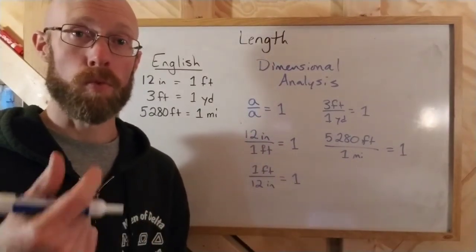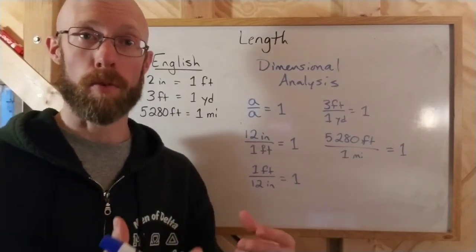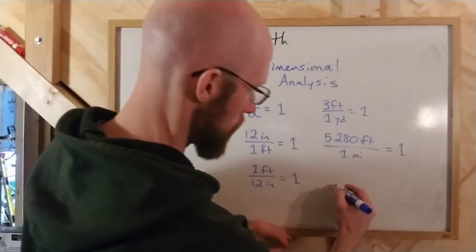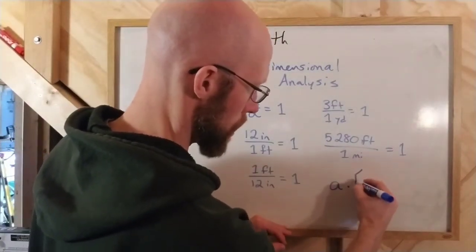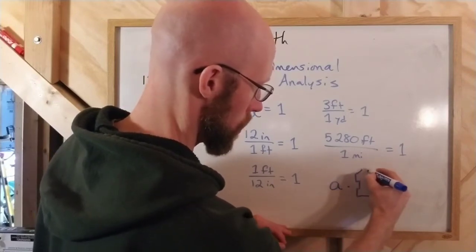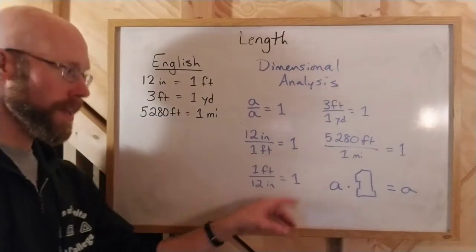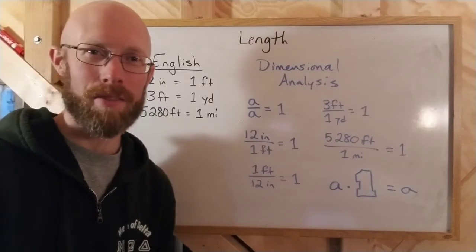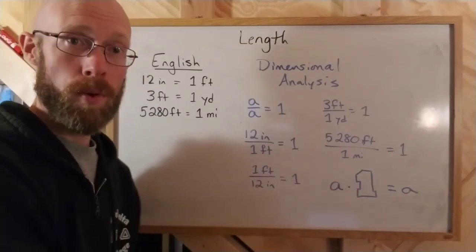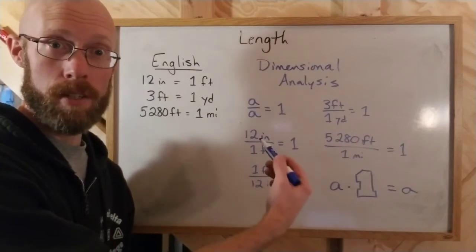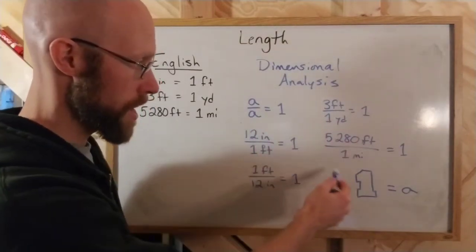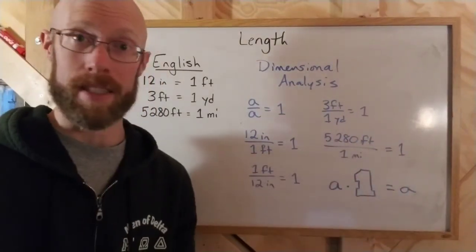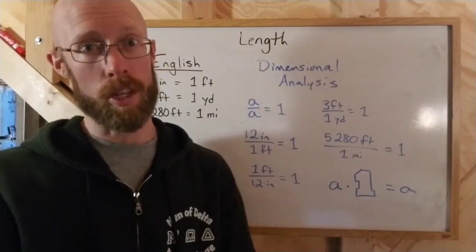And what's nice about the number 1 is if you multiply something by the number 1, it doesn't change the value, right? So any number multiplied by a 1 is equal to itself. Anything, I use a for anything, times 1 is equal to itself. Now that 1 could be one of these fractions, and that's what dimensional analysis is. It's using these fractions as the number 1 to multiply a measurement to get another measurement that's equal to itself, but maybe in a different unit.